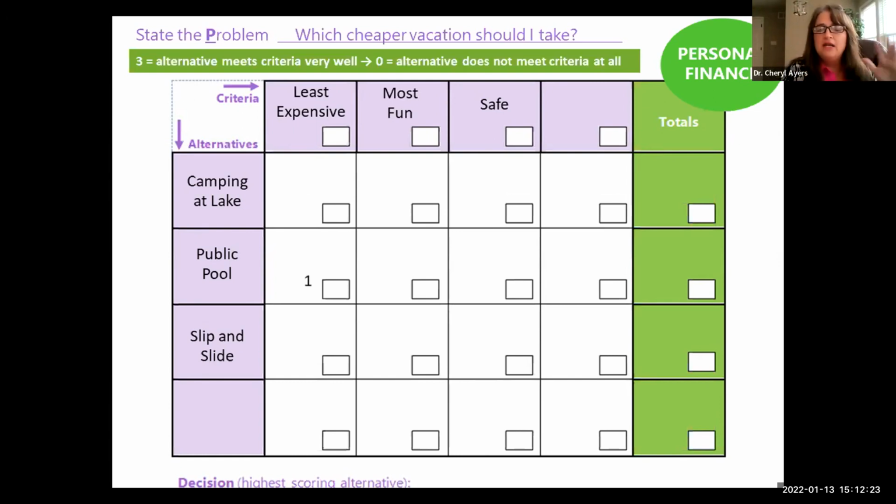So camping at the lake, I'm going to give it a 1 because it sort of kind of meets that criteria of least expensive, but it's still going to be a little bit expensive. You know, I'm not really a lake person, so I'm making all of this up. For fun, I'm going to give it a 2. I'm going to have fun, but it's not going to be the most fun I've ever had. And then safety, yeah, it's pretty safe, as long as you don't step on something sharp in the water that you can't see through. So I'm going to give it a 2. The public pool is about the same.